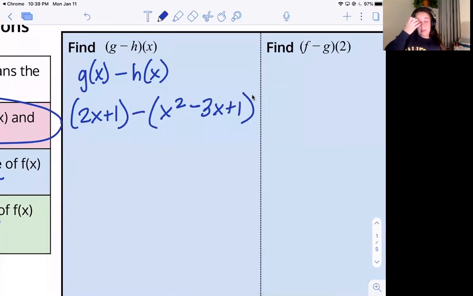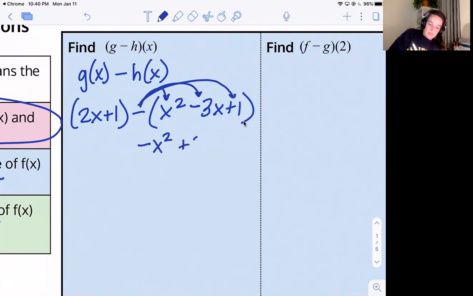I want to put parentheses around it because I want to subtract this entire function here. So I'm going to go ahead and distribute that subtraction sign in. So I have minus x squared plus 3x minus 1. Still have 2x plus 1 at the beginning. So I'm going to start here. My largest degree, my biggest exponent, negative x squared, goes first.